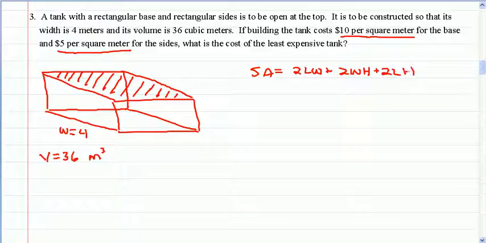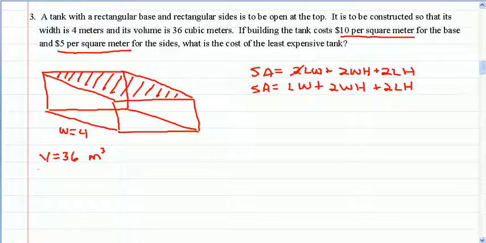Plus 2 times the length times the height. But since this box does not have a top, then you only want one length and width. So the surface area formula is length times width plus 2 times width times height plus 2 times length times height. We know the width is 4, so we'll be substituting in 4 for the width, but the length and height are variables that we do not know the values of.